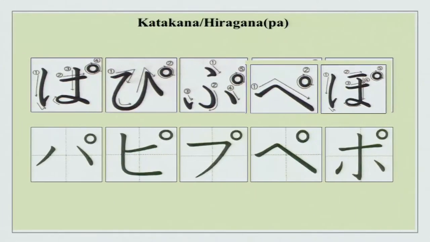Then you have also the pa series, and you will notice that again the syllables are the same except for this small circle over here on top in all. So, well, pa, pi, pu, pe and po. And then you have pa, pi, pu, pe and po in katakana. Please remember that. This is your katakana and hiragana. Use a graph sheet to write these. That will make it very, very proportionate.